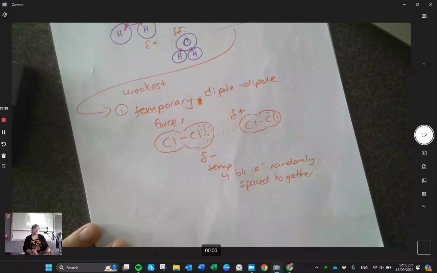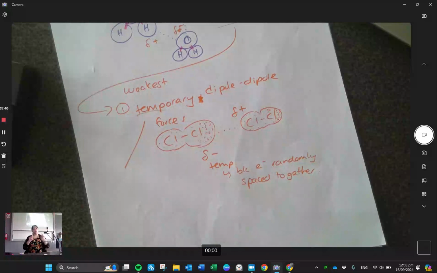All right, something to keep in mind. This is more likely to occur when the atoms are larger and if the molecules are larger as well.